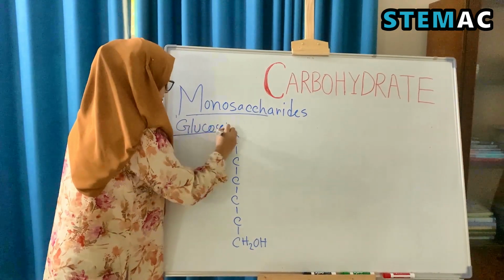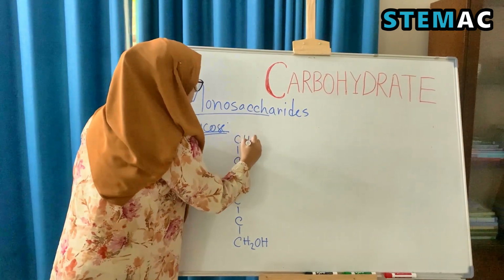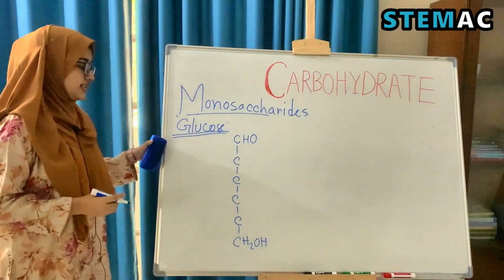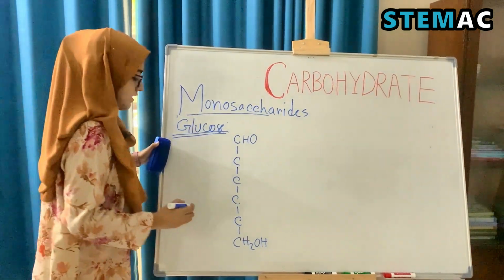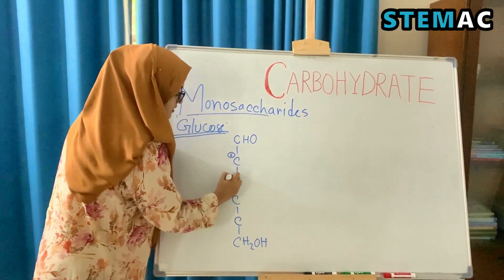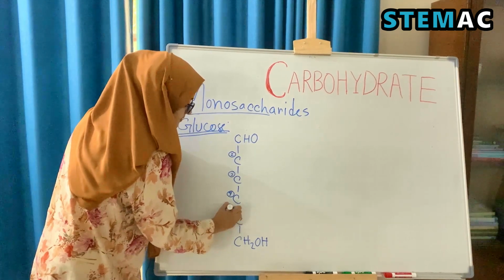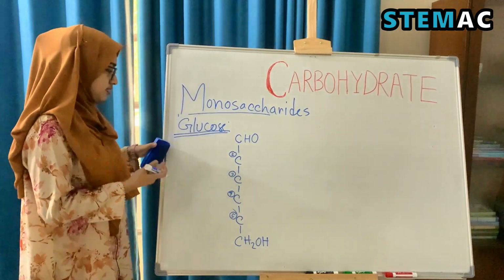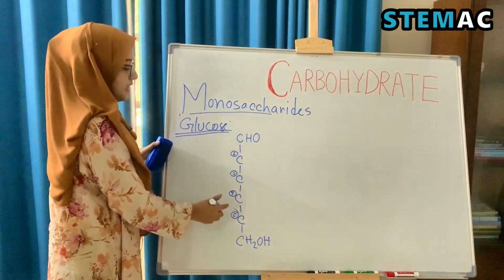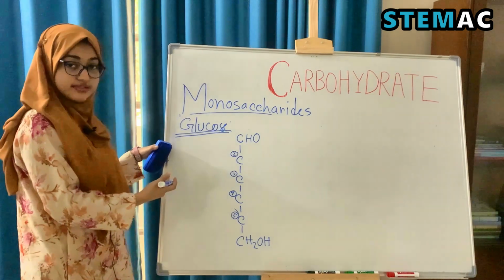We all know about glucose, right? So it's also an aldose. So the first carbon will have an aldehyde group. For this is the second carbon, this is the third carbon, this is the fourth carbon, this is the fifth carbon. As we already saw in the simple structures, the middle carbons had hydroxide at the right side and hydrogen at the left side.